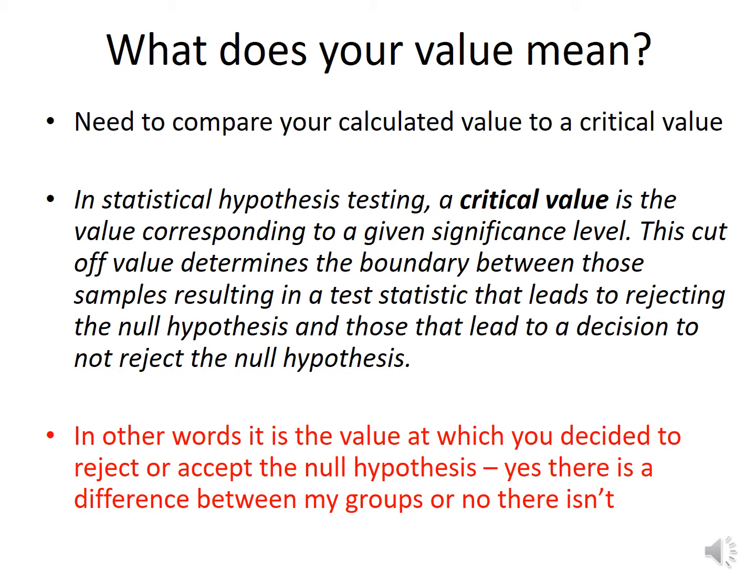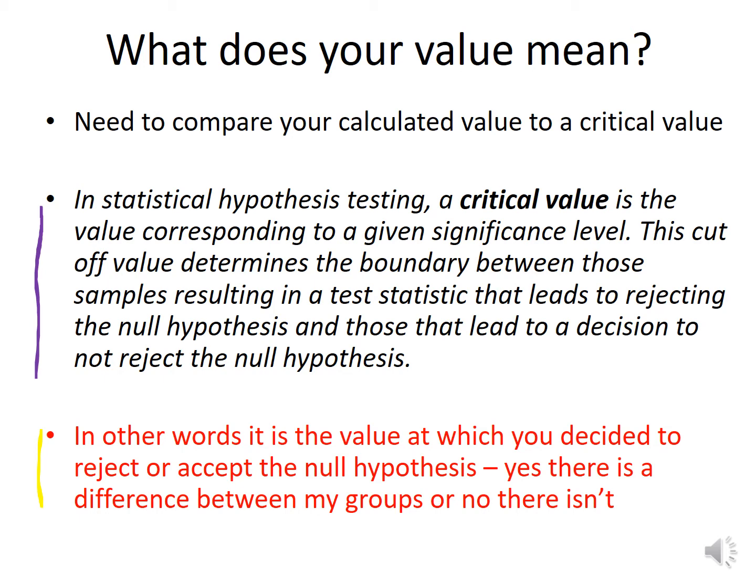So, as it says here, in statistical hypothesis testing, a critical value is the value corresponding to a given significance level. This cutoff value determines the boundary between those samples resulting in a test statistic that leads to rejecting the null hypothesis and those that lead to a decision to not reject the null hypothesis, which yes, doesn't make an awful lot of sense. So thankfully, I have nicely summarised it for you here. So in other words, it is the value at which you decide to accept or reject your null hypothesis. Is there a difference or isn't there a difference?